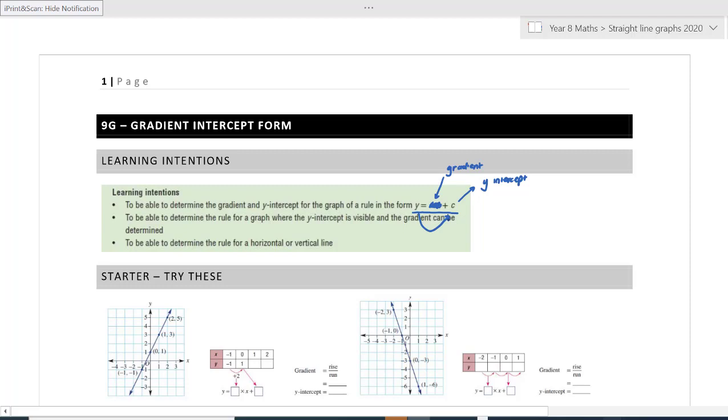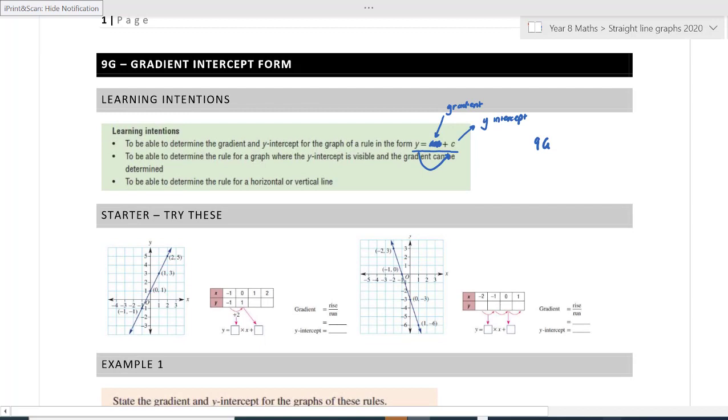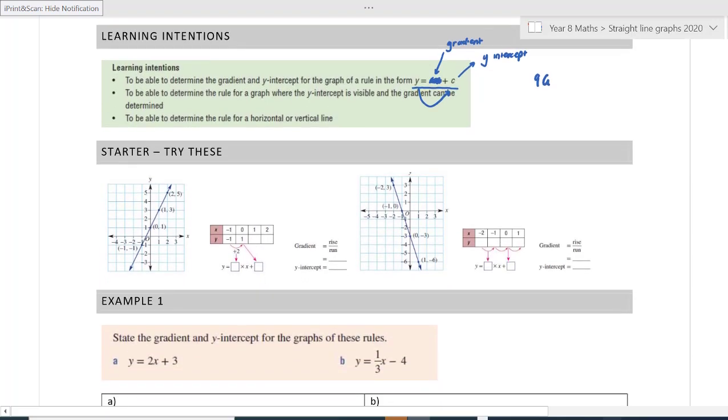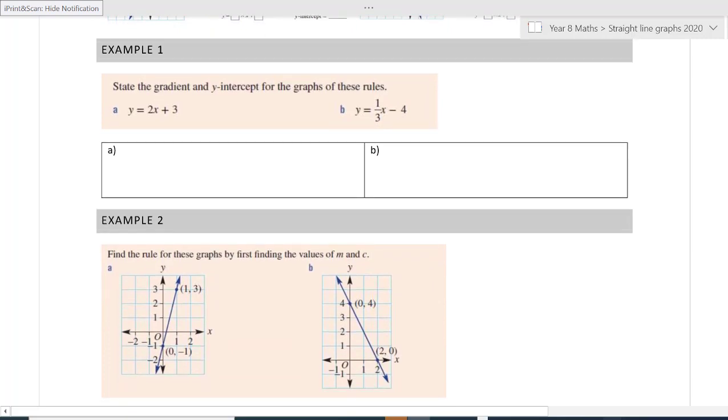So I just wanted to go through a couple of things, and this is going to help you do your coursework today. I want you to be able to watch this video and then try similar questions in 9G, which combines gradient and straight line graphs. When we're asked for the gradient and the y-intercept, just remember that the coefficient of x is the gradient, so you can get it straight from the equation. And here we have the y-intercept.